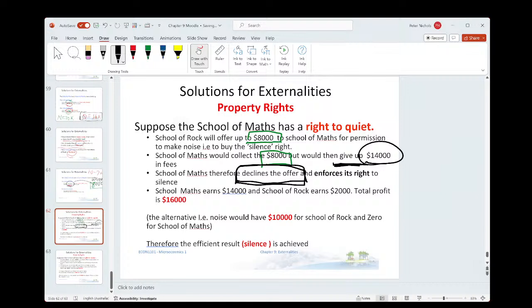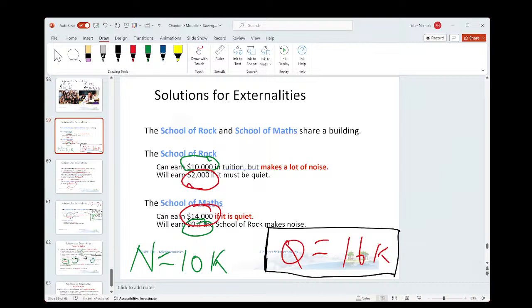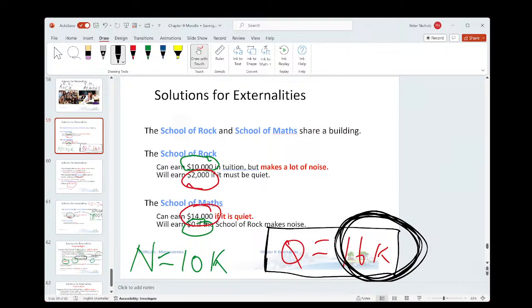So the School of Maths is going to earn $14,000. Why is it going to earn $14,000? Because it's quiet. Why is the School of Rock going to earn $2,000? Because it's quiet. The collective income is $16,000. And if we go back to our previous slides, we saw that the most efficient outcome was to have the quiet and the earnings would be $16,000. So they've achieved the most efficient result. They've achieved a collective income of $16,000. This does not mean everyone is happy, right?